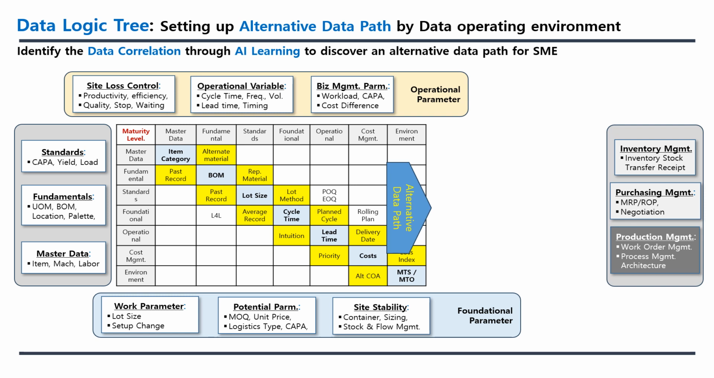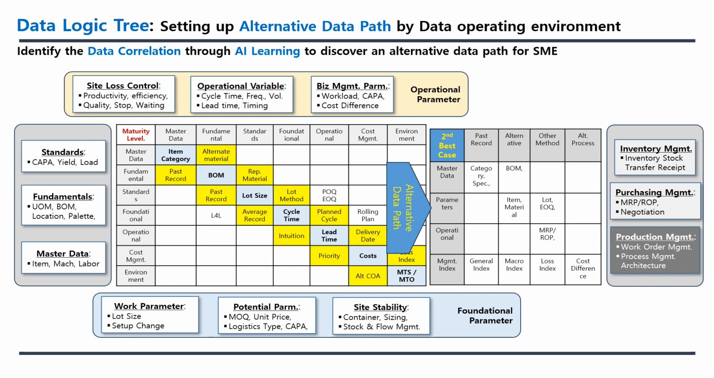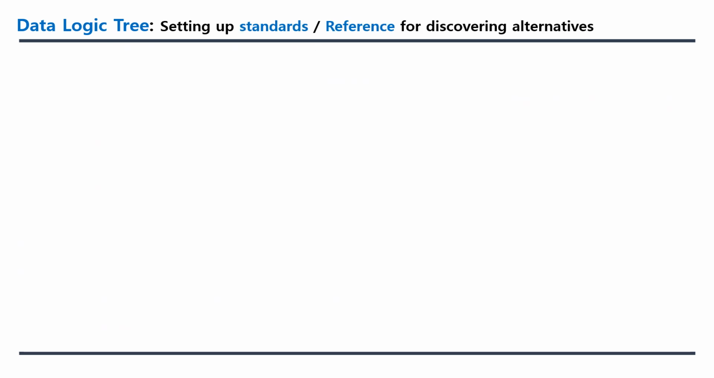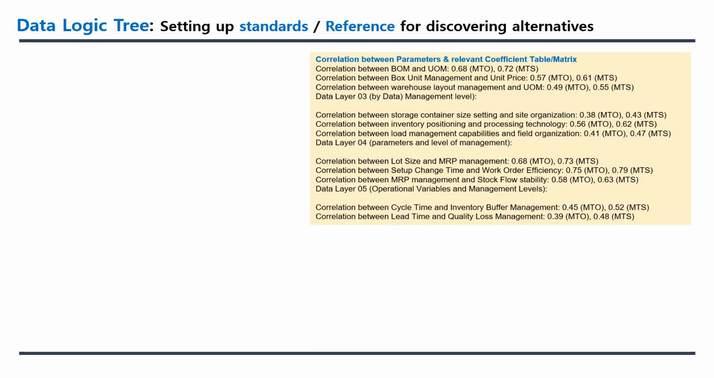So we can finally identify and generate an alternative data path and then make separate kind of matrices and tables like second best choices. Then we should continue to identify and discover an alternative path to improve continuously. But to operate and manage this kind of process, there had better be standards or reference kind of information like this.